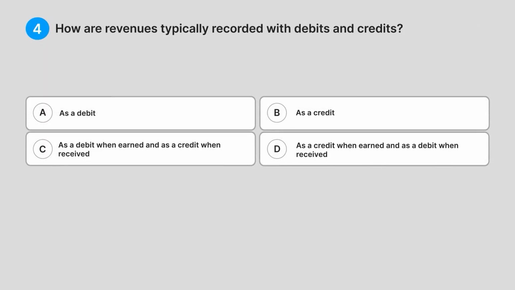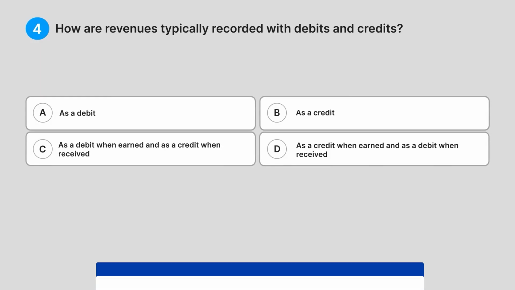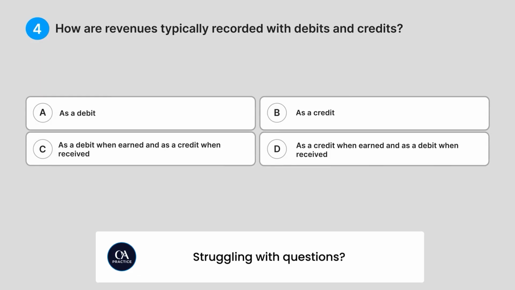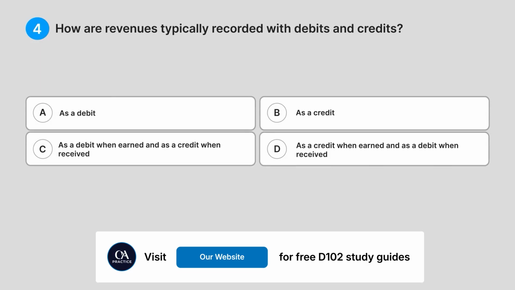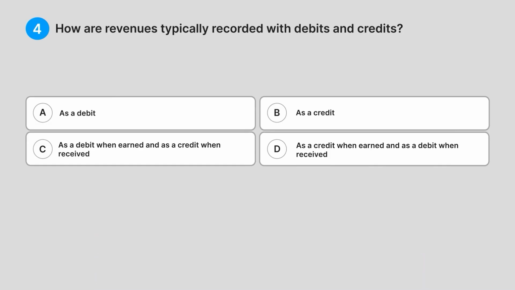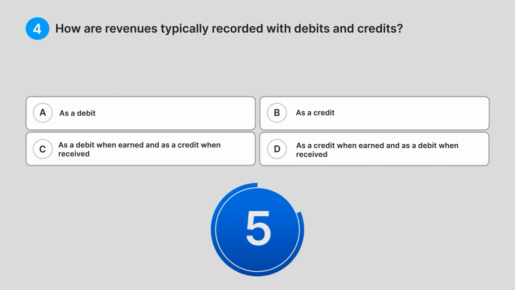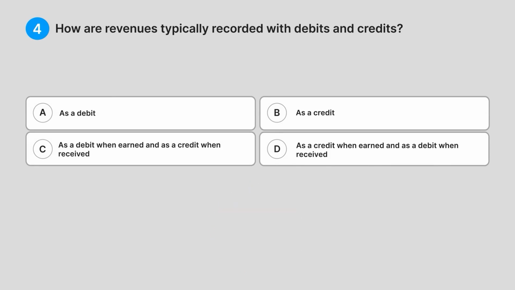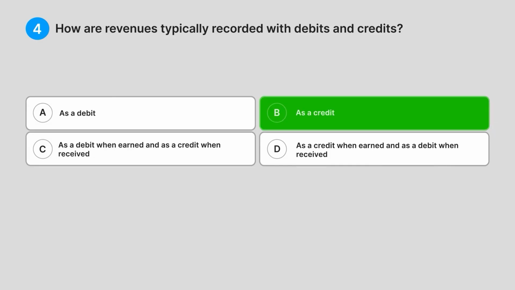4. How are revenues typically recorded with debits and credits? A. As a debit. B. As a credit. C. As a debit when earned and as a credit when received. D. As a credit when earned and as a debit when received. Can you guess the answer? Correct answer. B. As a credit.